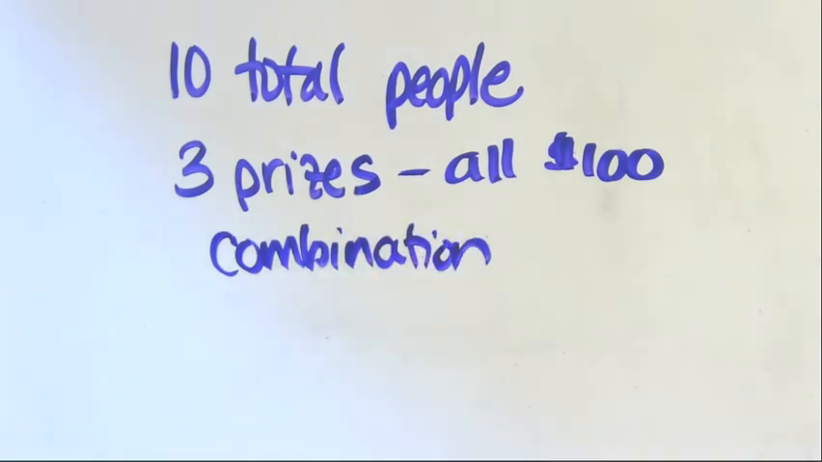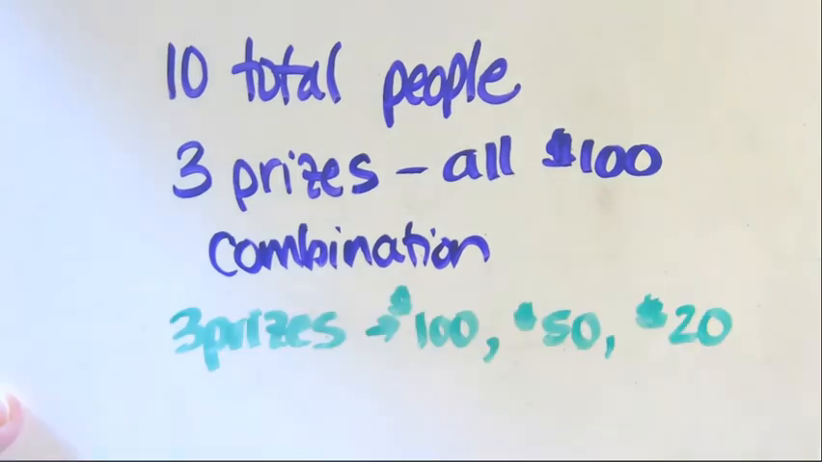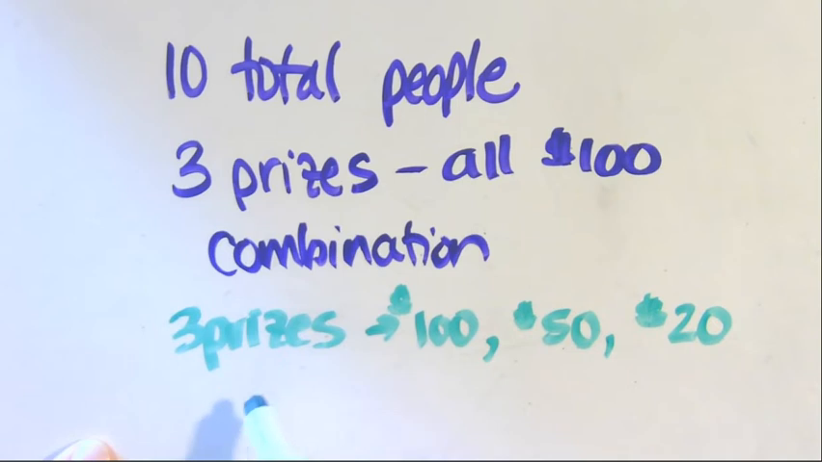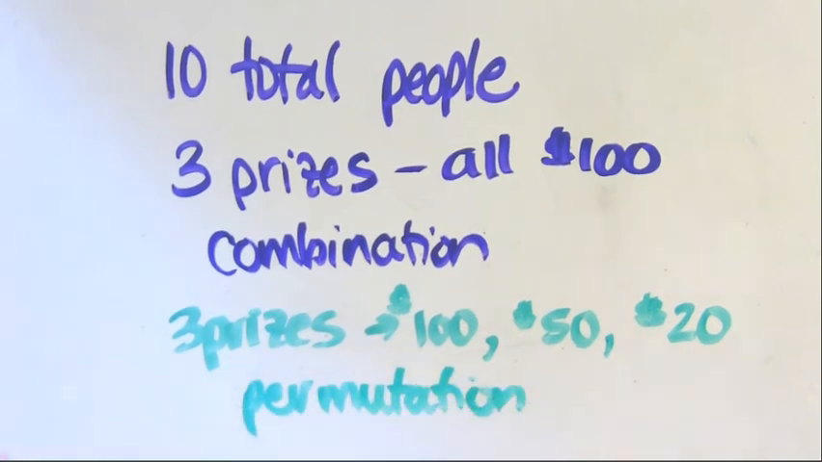Now, if I were to change this and say that I have 3 prizes again, but this time I only have one $100, a $50 bill and then a $20 bill. So this time order is important. I'd rather get $100 than $20. So this would be a permutation. The order is important. I want them to call my name first so I can get more money. So hopefully that shows a quick difference between combination and permutation.